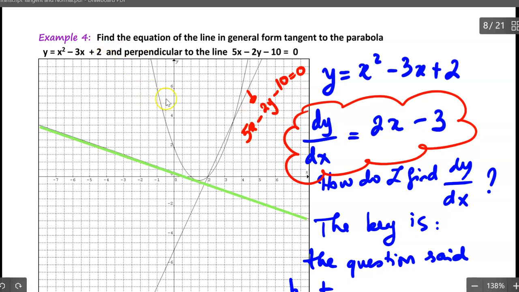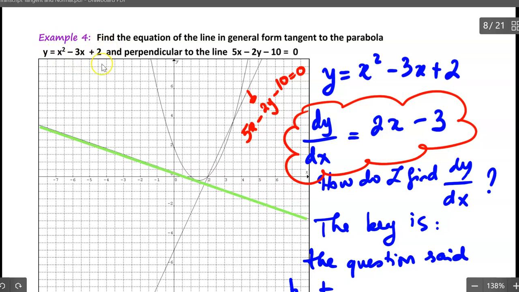In this example 4, what we have to do is find the equation of the line, in general form, tangent to the parabola y equal to x squared minus 3x plus 2, and perpendicular to the line 5x minus 2y minus 10 equal to 0. So basically, in finding the equation for the line tangent to a certain function, it means that you have to differentiate that function. So we have to differentiate the equation for the parabola.